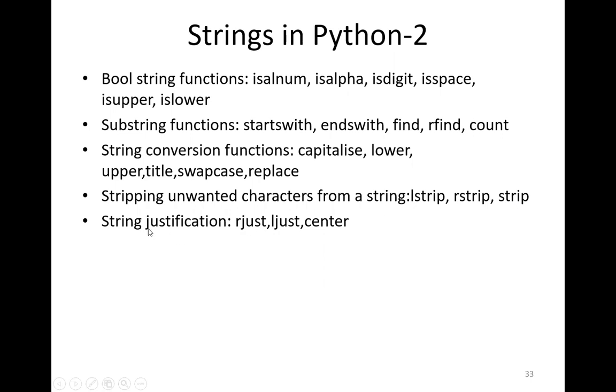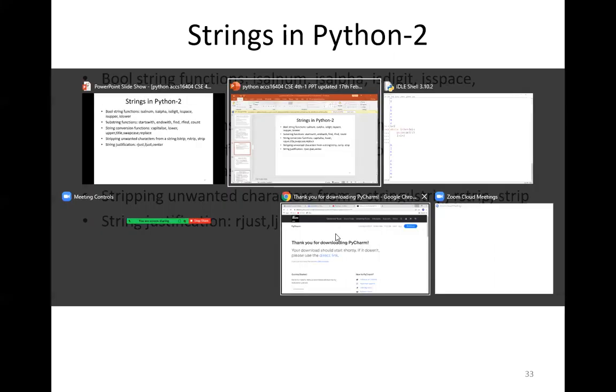And if you want to justify a string either towards the left or the right or the center, then you can use these methods or functions: rjust, ljust, and center. Okay, so I'll work with each one of them. And if you need to discuss anything, you can just discuss with me in the discussion section. So I'm moving to these bool string functions first. isalnum, isalpha, and all.